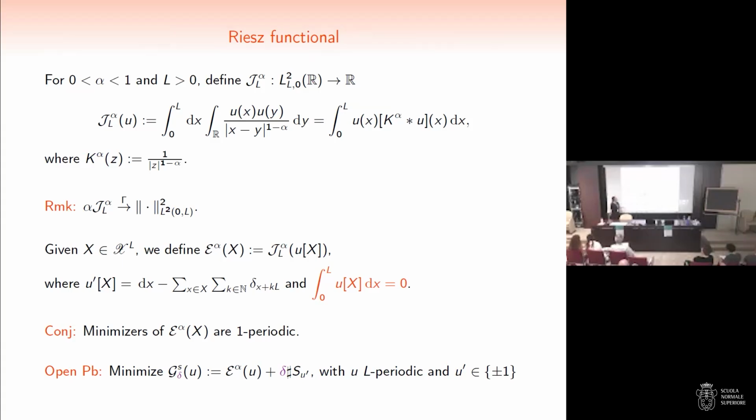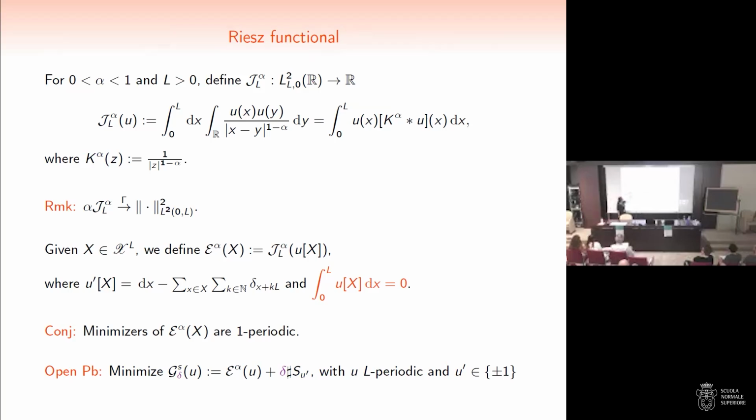So why this? Because it's a simple non-local energy, and because when one multiplies this energy by alpha, it converges to the square L2 norm. For the square L2 norm, we know that the minimizers are periodic. We are able to treat the case of other non-local functionals. Maybe the same thing should work. And so we define the energy as before.